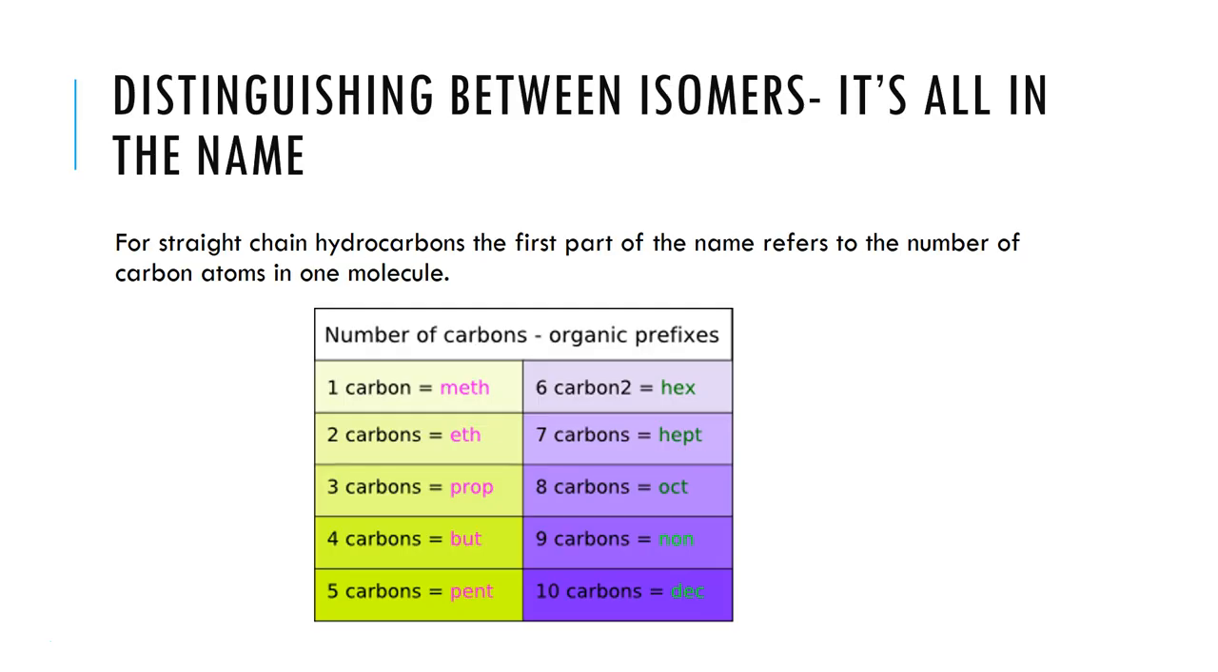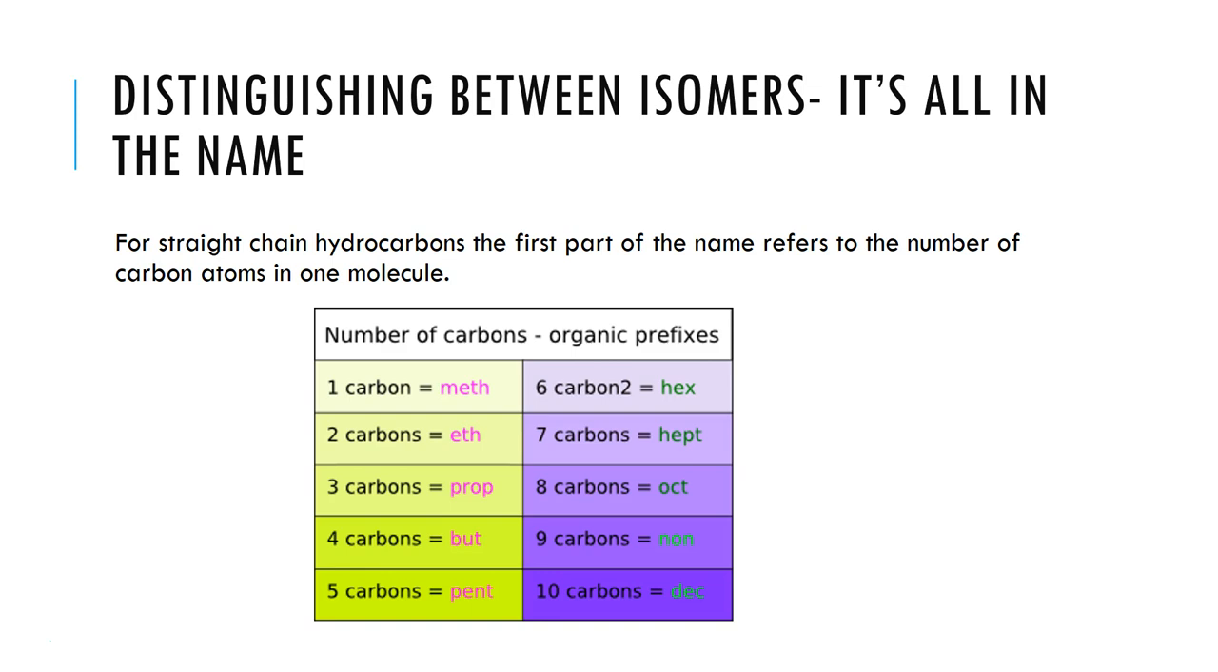Okay, so we know that isomers have the same molecular formula, but they go together in a different way. So we need a way to tell the difference between them. How do I know if my C6H14 is going to be a straight chain hexane or a different isomer of it? And essentially it comes down to the name.